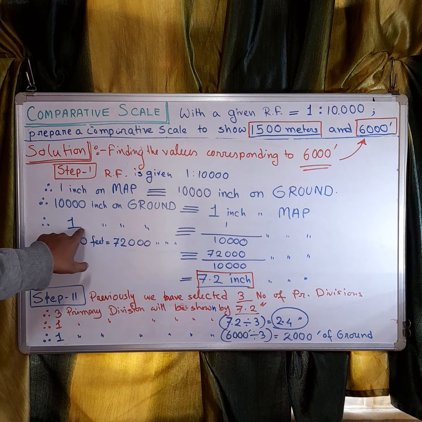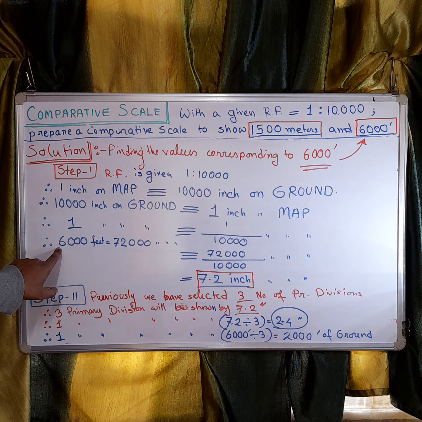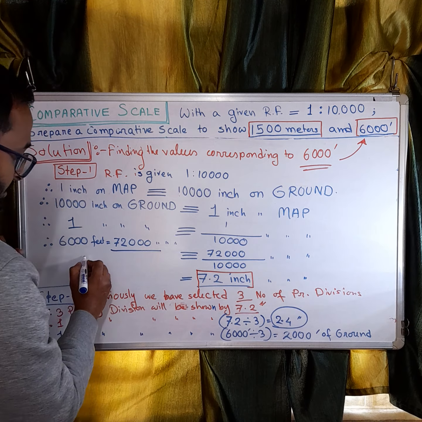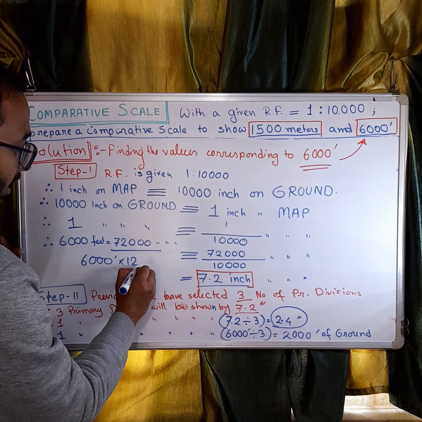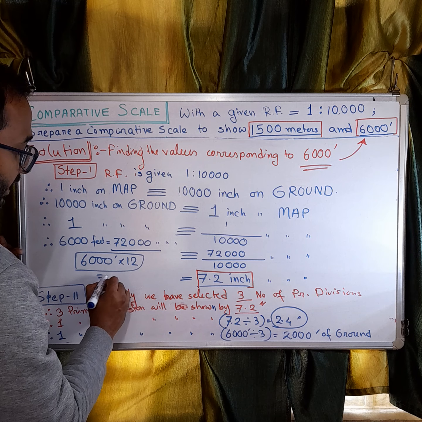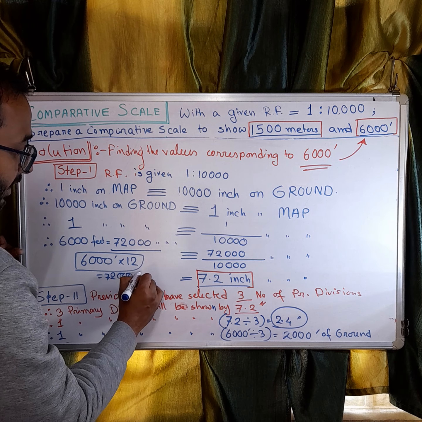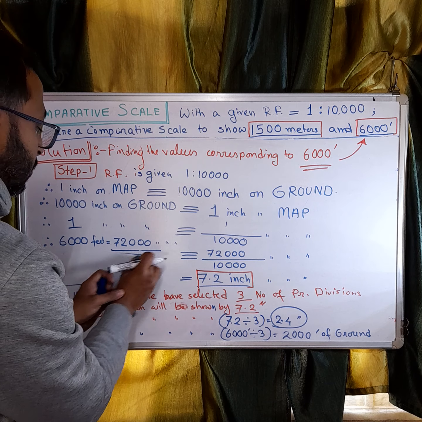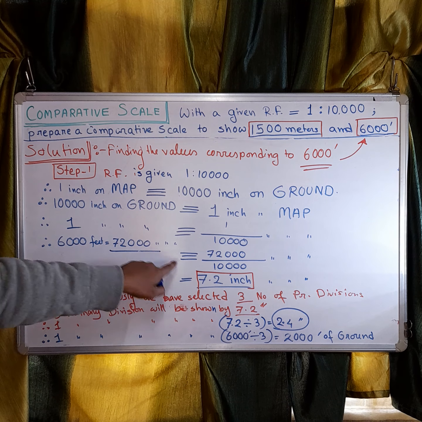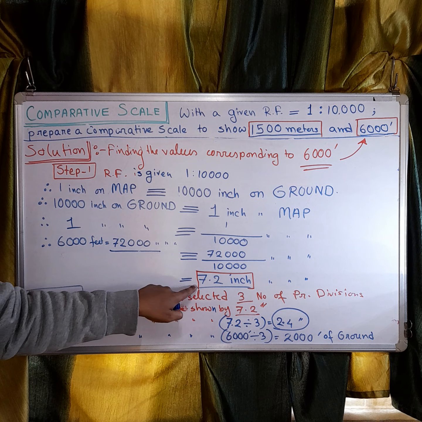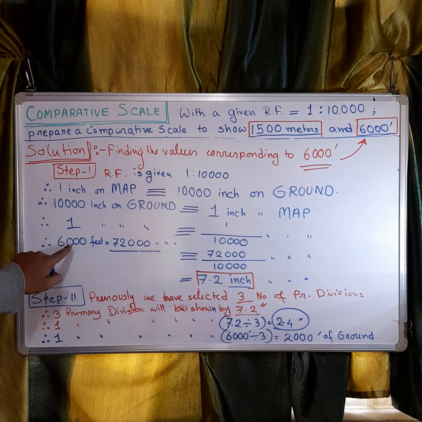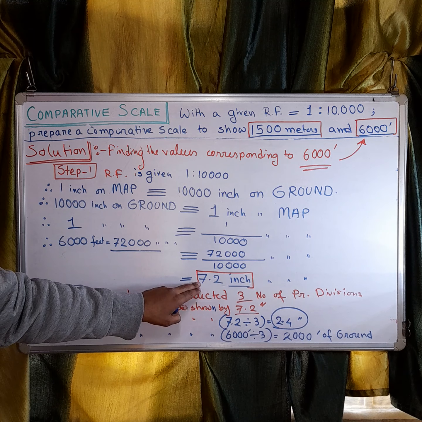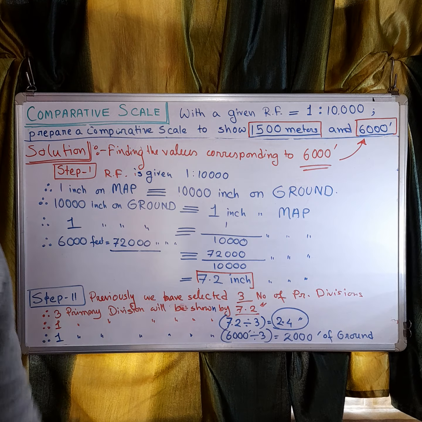So mathematically, for 1 inch we can calculate that, and for 6,000 feet, here it is in feet, which will be transferred into inch. That means 6,000 feet into 12. That will be converted into inch. So that is 72,000 inch now. That is how the value has come. So 72,000 inch. After calculating, we are getting this value 7.2 inch. So to show 6,000 feet on the map, we need to draw 7.2 inch according to this RF.